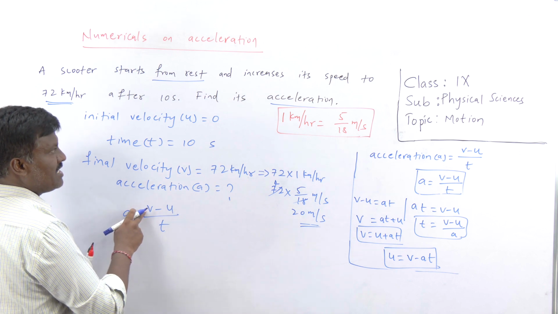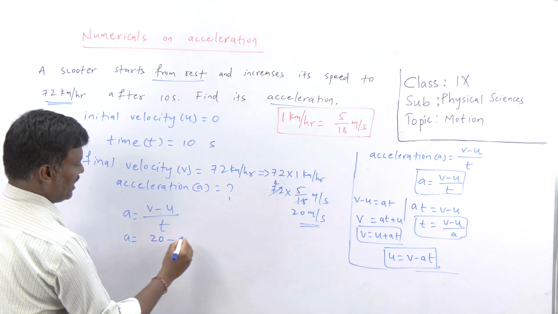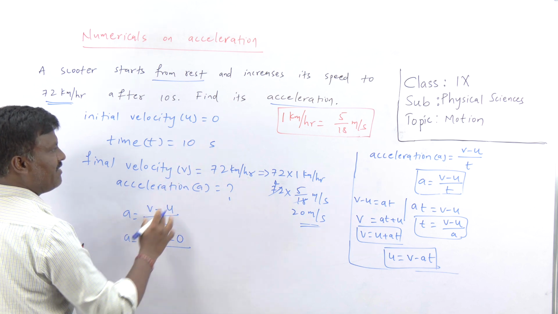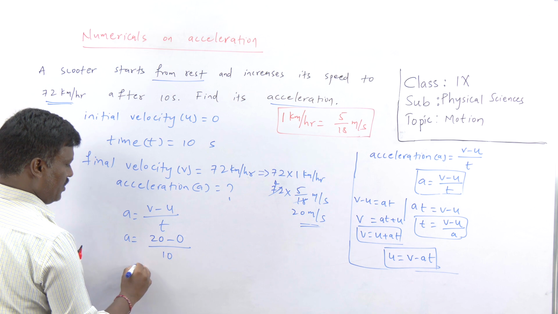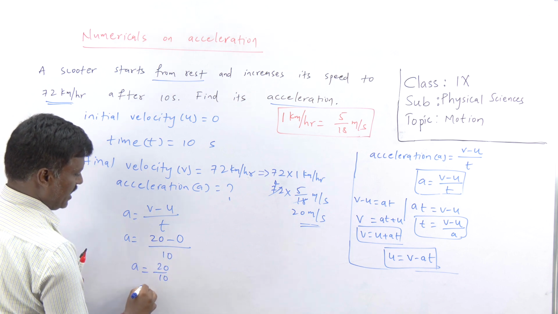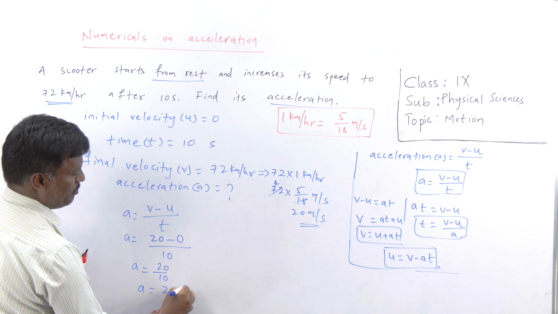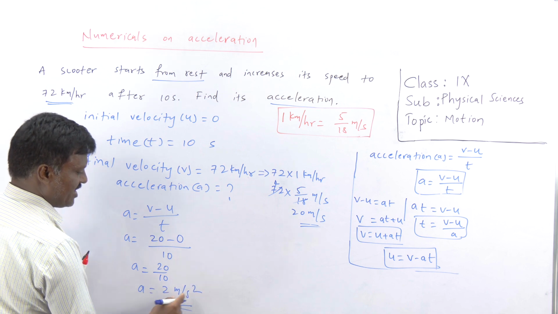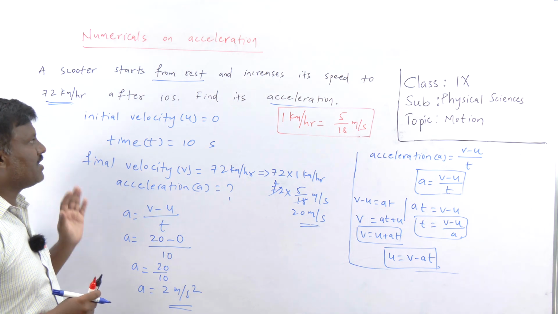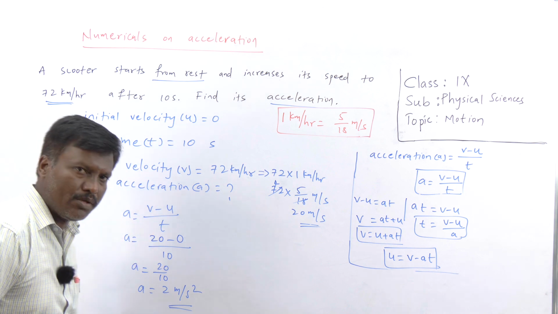Now substitute the values. What is the v value? 20. Minus what is the u value? 0. By what is the t value? 10 seconds. Now a is equal to 20 minus 0, 20 by 10. Then a is equal to 2 meter per second square. This is the SI unit of acceleration. Okay, in this way we have to calculate acceleration. Please note down this problem.